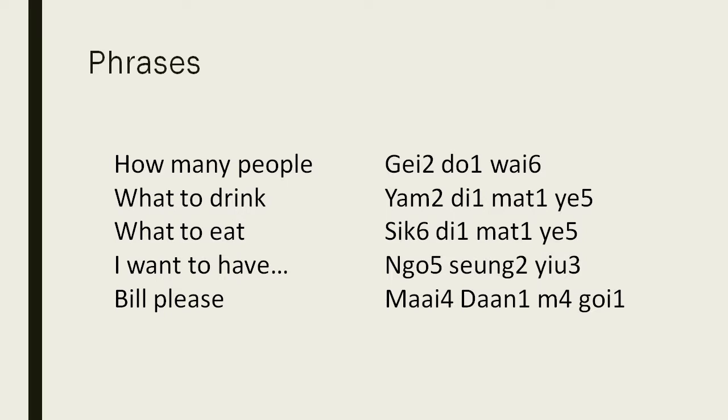Now let's go back to these four words. The first two, mai dan, the word mai means to close, and dan means the bill. So mai dan means close the bill. Now the last two words is actually more useful. The word goi means please. So now let me repeat again. For the word please, we need to say goi. So if we want to say the bill please, we would say mai dan goi.